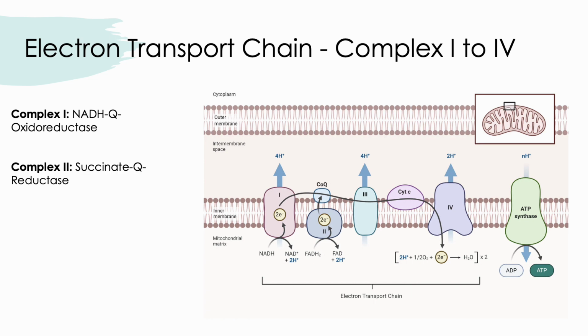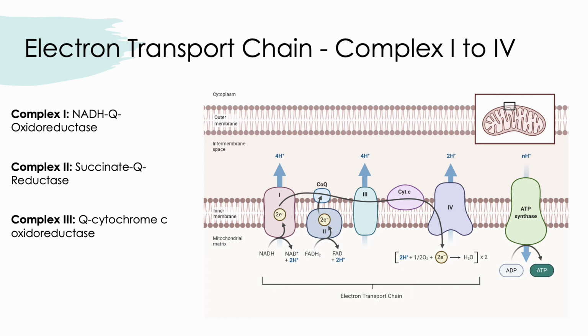FADH2 enters the chain at complex 2, which is called succinate Q reductase, which is a direct part of the citric acid cycle. Here, FADH2 is oxidized to FAD, and these electrons are also passed to coenzyme Q, where they will be further transported through the remainder of the complexes.